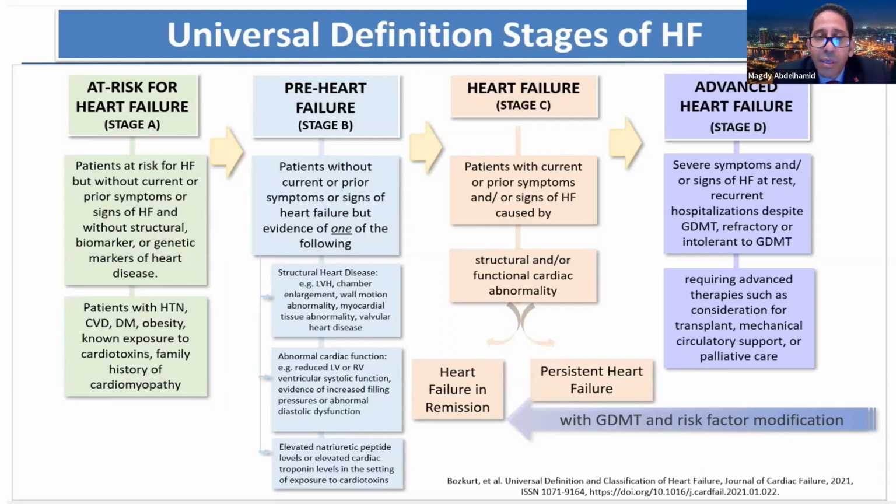Stage B, which is pre-heart failure, includes patients without heart failure symptoms or signs, but with evidence of one of the following: structural heart disease like left ventricular hypertrophy, chamber enlargement, wall motion abnormalities, myocardial abnormality, or valvular heart disease. Abnormal cardiac function like low ejection fraction, left ventricular or right ventricular, high filling pressures, abnormal diastolic function. In addition to a high level of natriuretic peptides or elevated troponins in patients who are receiving cardiotoxic drugs.